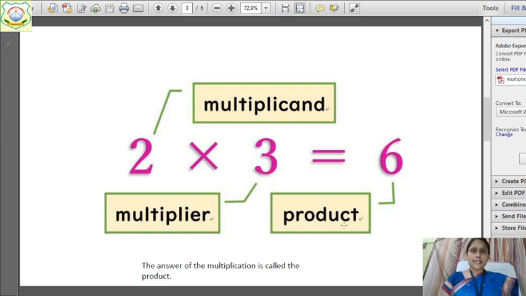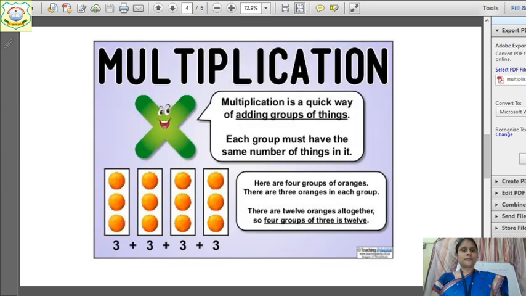Yes, this is clear to you? You can read from here. The answer of the multiplication is called the product. Again see, 2 is the multiplicand, 3 is the multiplier, and 6 is the product. Clear to all? Now we'll come to our next page.